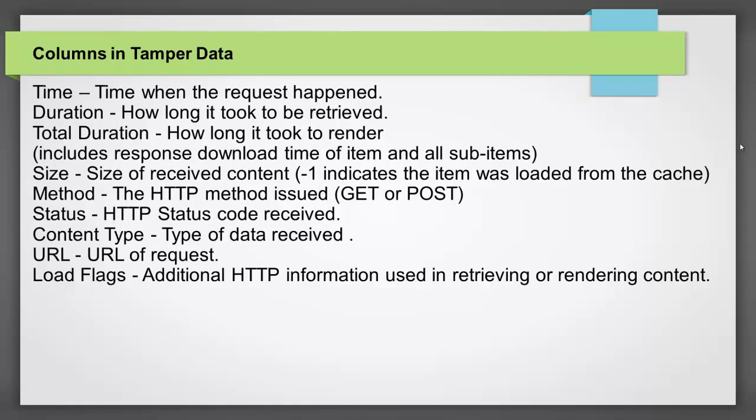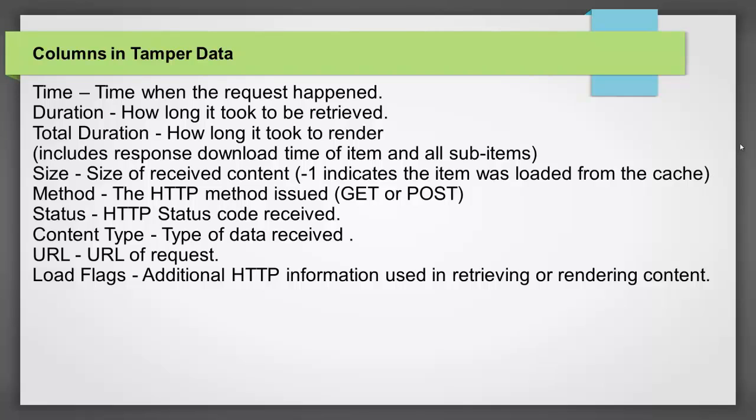There are various different columns in Tamper Data, and they mean the things listed here. The time column tells us the time when the request happened. The duration tells us how long it took to be retrieved. The total duration tells us how long it took to render, and it also includes the response download time of the item and all sub-items. The size column tells us the size of the received content. The -1 here indicates an item that was loaded from the cache.